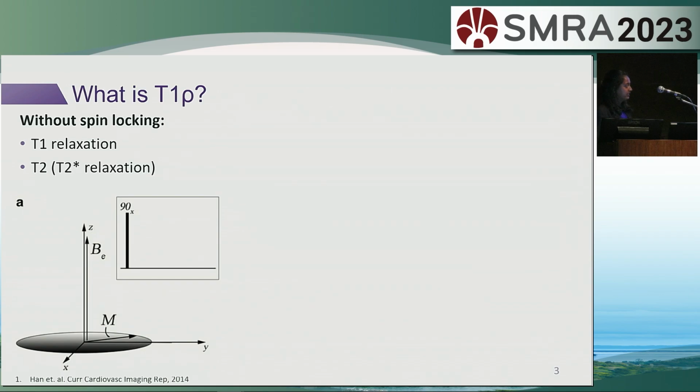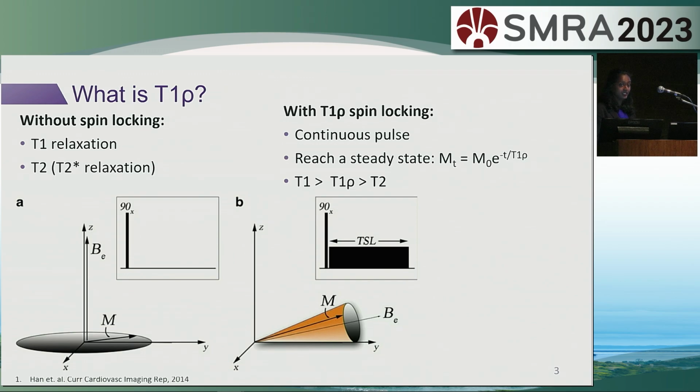Traditionally, without any T1-rho spin locking, after a 90-degree tip pulse, we get normal T1 and T2 or T2 star relaxation. However, with T1-rho spin locking, after a 90-degree tip down, we apply a spin locking continuous pulse to reach a steady state. Basically, you're tipping the B effective at an angle. From this, we get T1-rho, which falls in between T1 and T2.